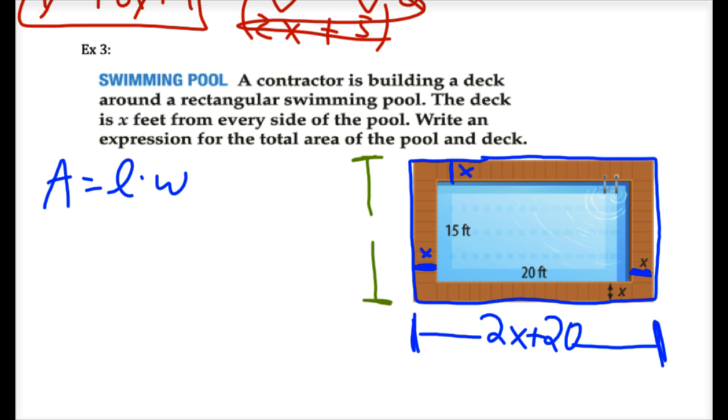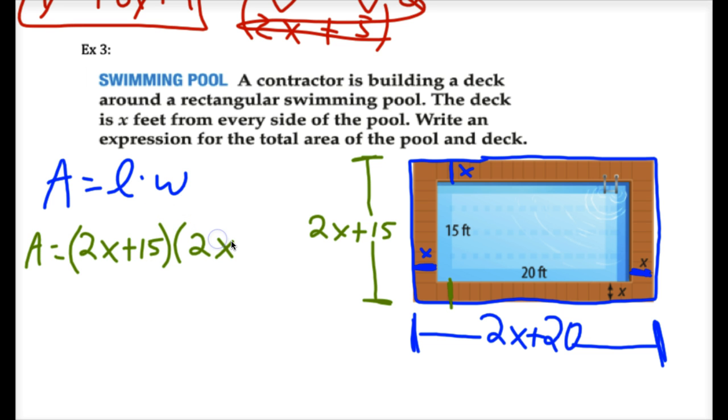2x plus 15. Why two x's? There's two x's because there's one on the top and the bottom. Very good. Now we're going to find the area. 2x plus 15 times 2x plus 20.